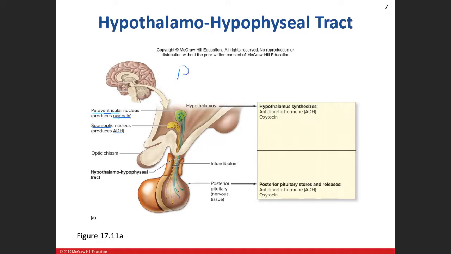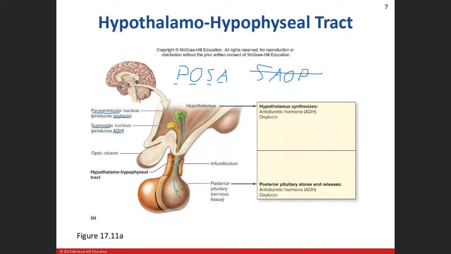So you can remember POSA. I don't know how you'd want to pronounce that. Paraventricular makes oxytocin. The supraoptic makes ADH. Some people will do SAOP. It's close to soap, but I don't want you to confuse that. So that's why I never use that one, because it's easy to mess up with soap.